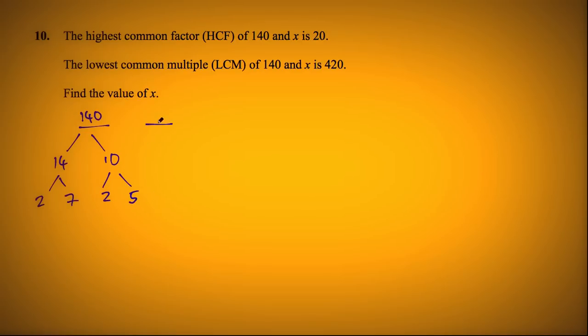I don't know what is in x, but if I look at these, the highest common factor of 140 and x is 20. So if this is 140 and this is x, the factors they have in common multiply to 20, which is 2 times 5 times 2. 2, 5, 2. And the remaining factor of 140 is 7.